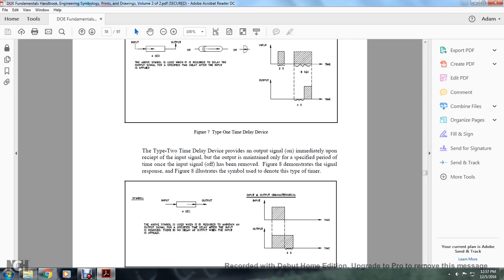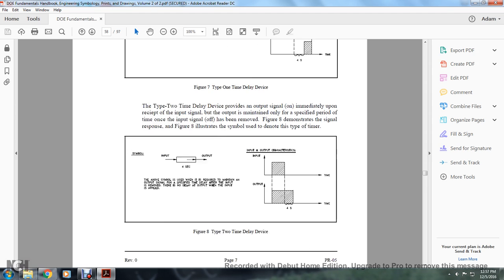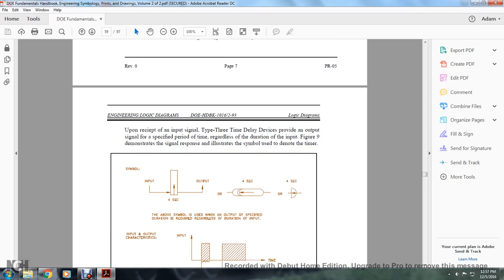Figure 8 demonstrates the signal response. Figure 8 illustrates the symbol that denotes the time delay. Type 3 is the receipt of input with the time delay device, providing an output signal for a specified time, regardless of the duration.